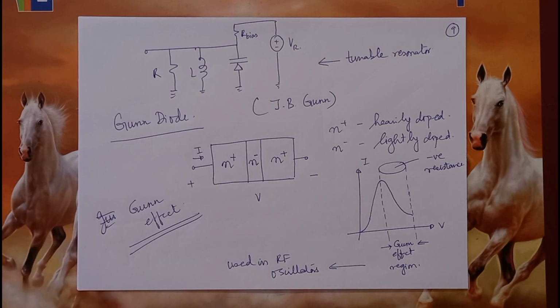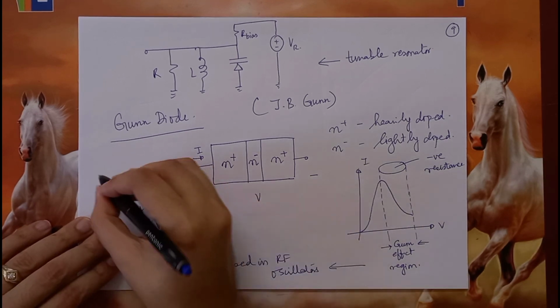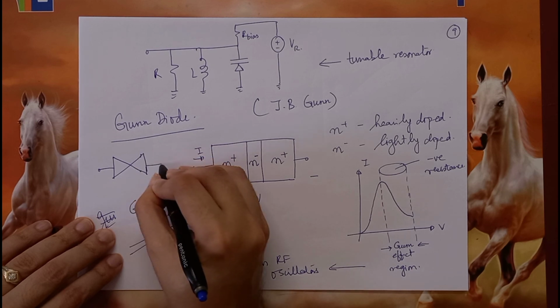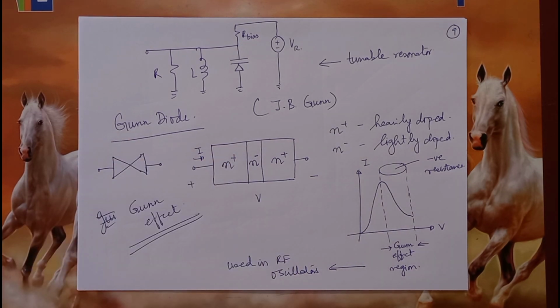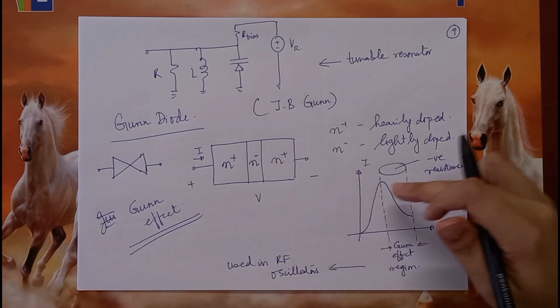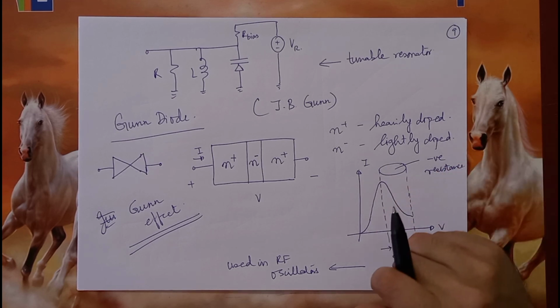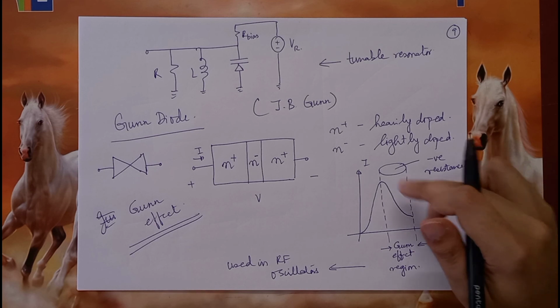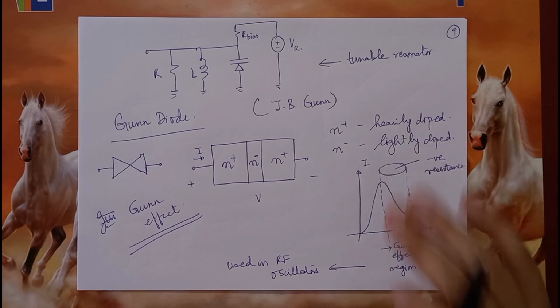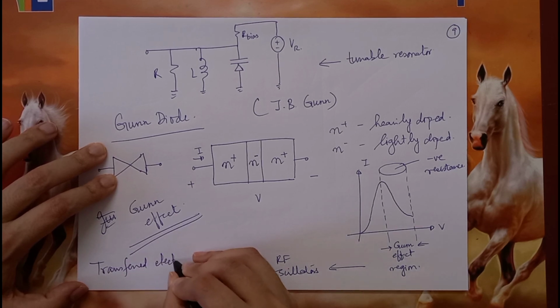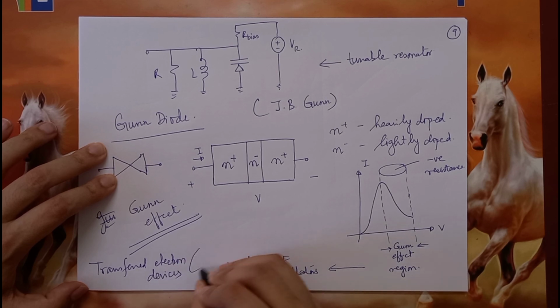These days, we have much better synthesizers available, so the Gunn diode is slowly phasing out. But in case of high power applications and some other dedicated applications, the Gunn diode is quite important. Its symbol essentially looks like this. So it's not actually a diode. Such solid state devices which are able to exhibit this negative resistance, where I and V are inversely proportional to each other, are called transferred electron devices or TEDs.